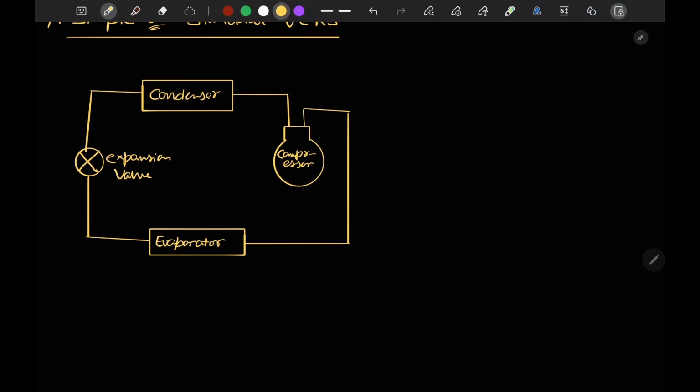Now since there are 4 devices, there should be 4 processes. So, process number 1. Of course, as I mentioned earlier, clockwise cycles are work producing and anti-clockwise cycles are work absorbing. So here this will be our anti-clockwise cycle. I think you get this point.